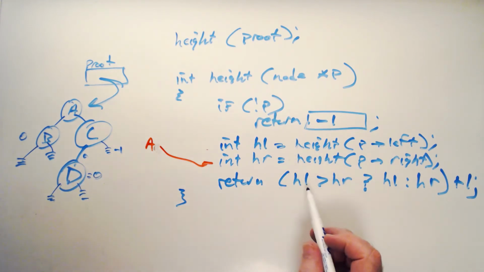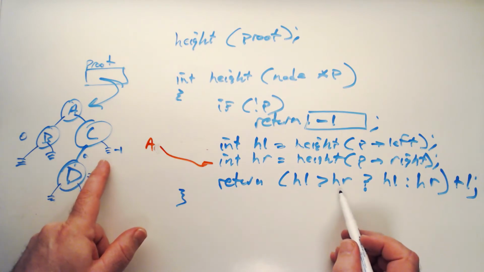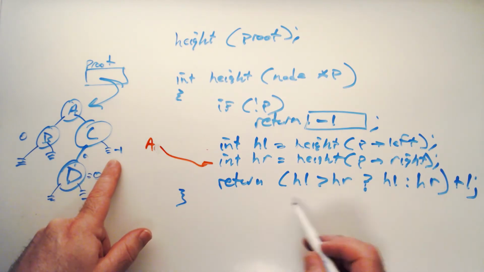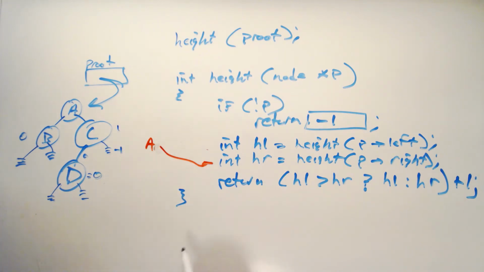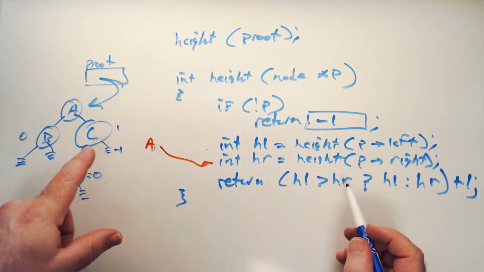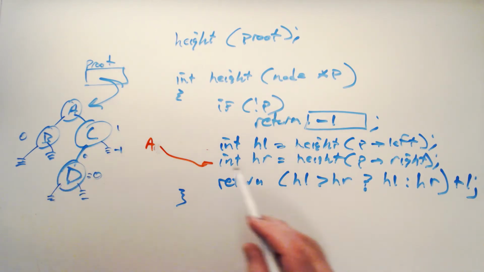This guy down here said his height is 0, okay? So C then comes along and says, well, which one's bigger? Is my left one or the right one? Well, he says my left 0 is bigger than -1. Therefore, this thing evaluates to 0 plus 1, which he says, hi, my height is 1. C is now done, and he returns the 1 back to A.